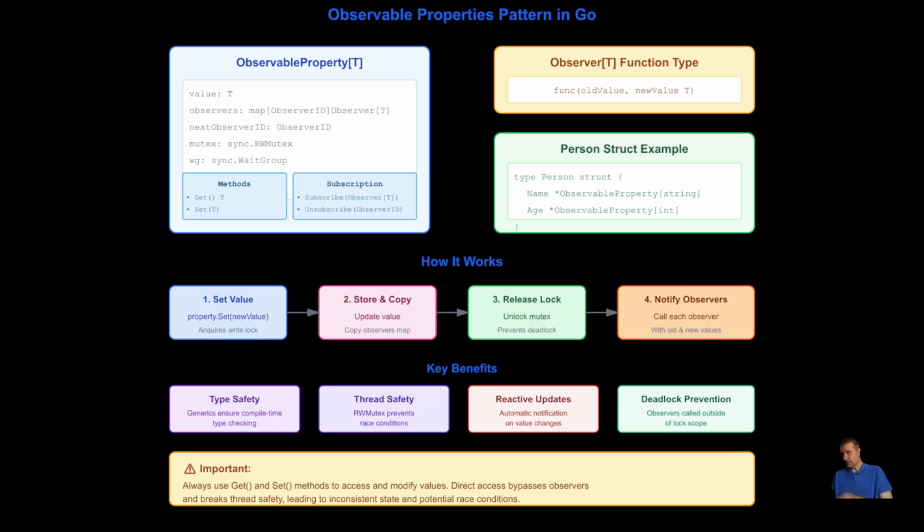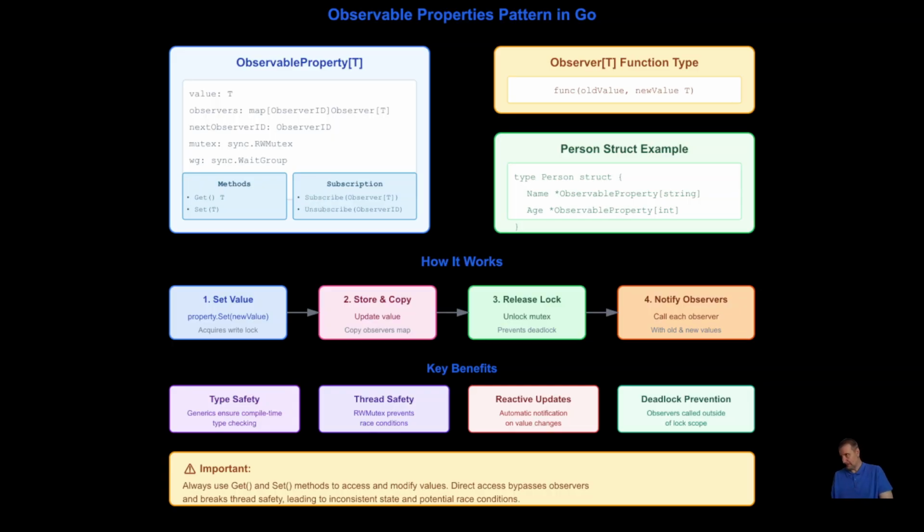That means you can compare the two and take action upon the difference or non-difference between the two. The main methods of the observable property are the get and the set method, of course, and the subscribe, which returns an observer ID, and the unsubscribe, which receives an observer ID. As you can see, we need the observer ID to identify particular observers.